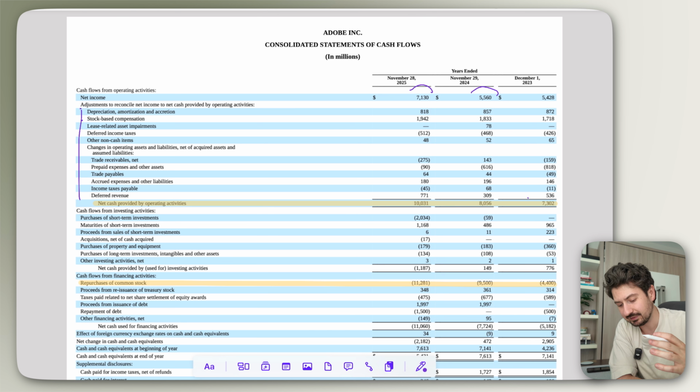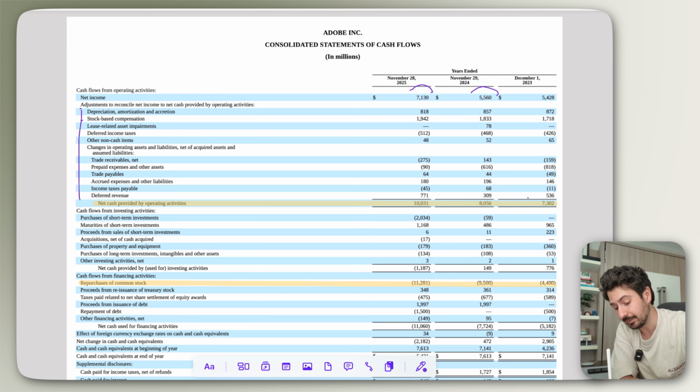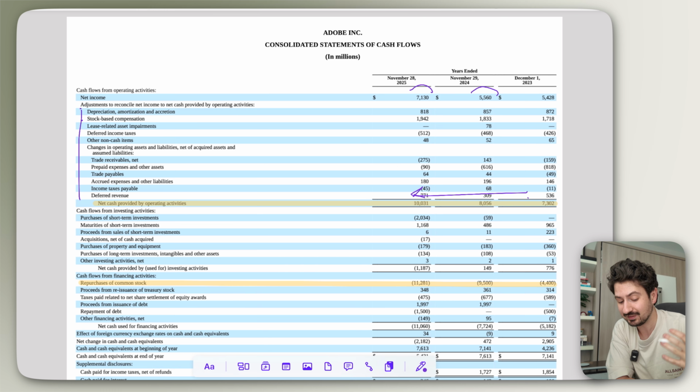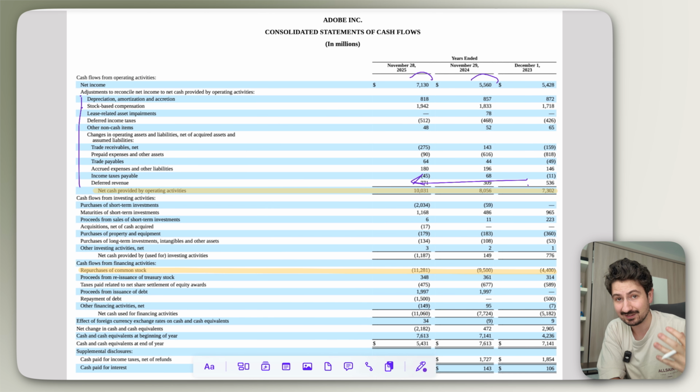And really what this does is it compensates for what we saw with the net income dropping so much due to that Figma termination. We can still see here that the cash flows are increasing and Adobe still looks really, really strong from an operating cash perspective. So that's super important.